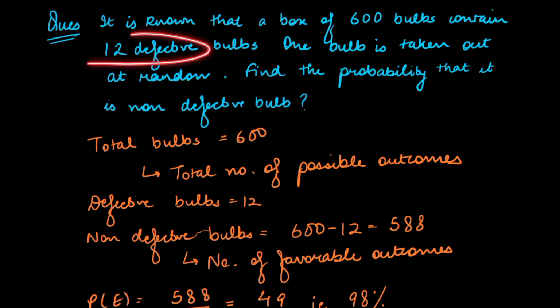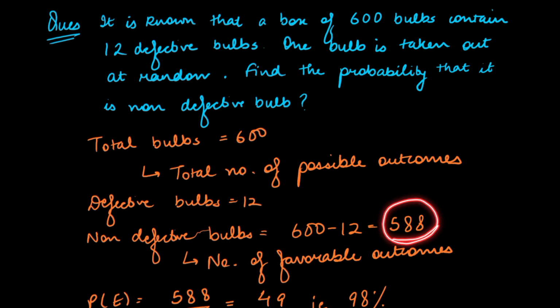Now there are 12 defective ones and total number of bulbs are 600. So how many will be non-defective? How many bulbs are there that are non-defective? That is 600 minus 12. That is 12 can be subtracted from 600, which leaves us with 588. So there are 588 bulbs that are non-defective.